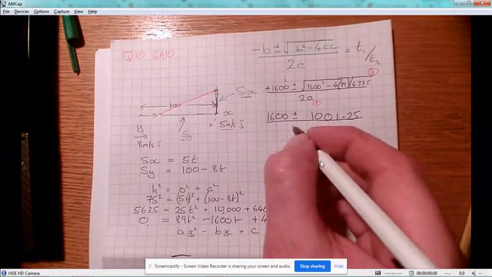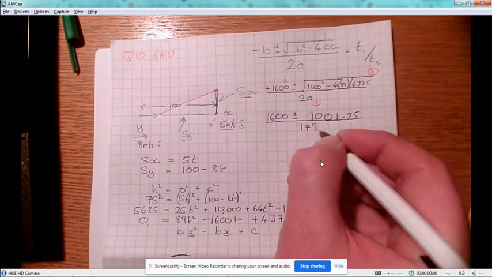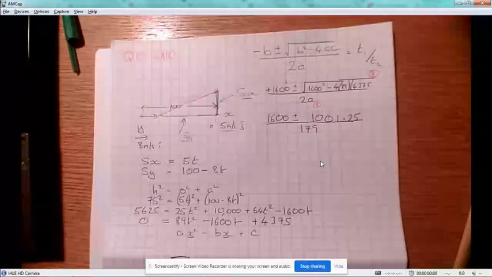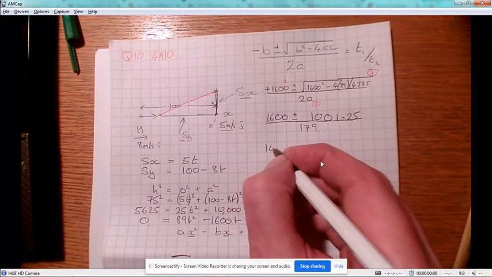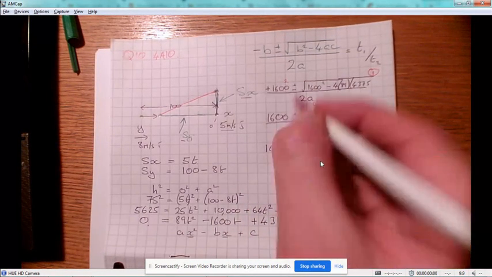So 2a is 179. So 1600 plus that, divide that by 179, gives me 14.53. So that was with the plus.